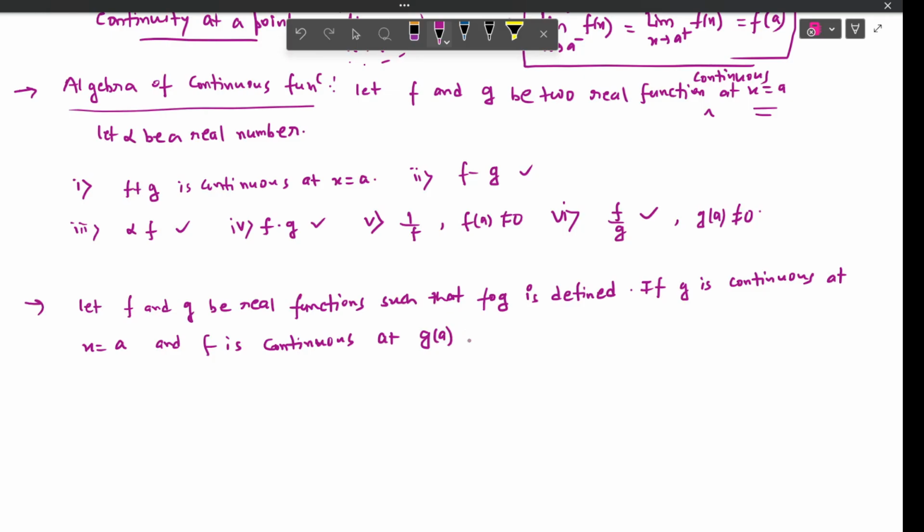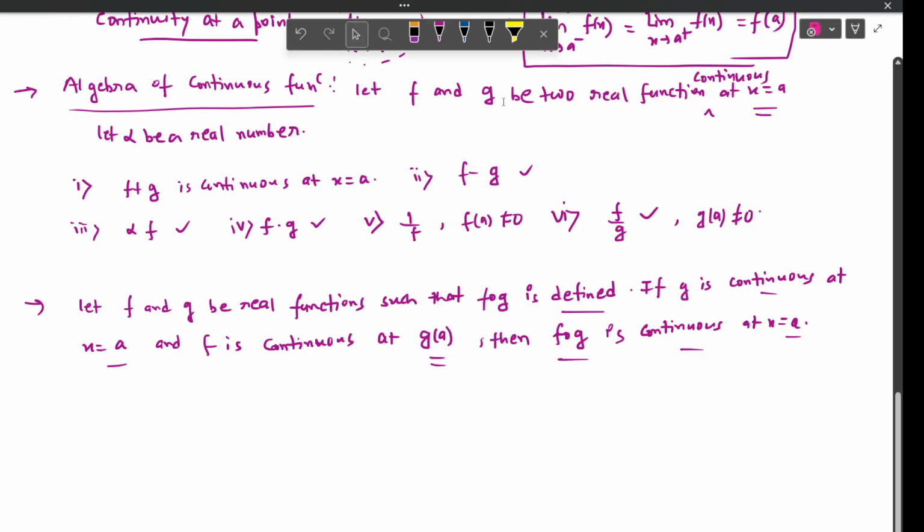Okay, then f of g of x, that is fog, is also continuous at x equals to a, right? Remember this. If f and g are two real functions such that f of g is defined, if g is continuous at x equals to a and f is continuous at g of a, then f of g is also continuous at x equals to a.